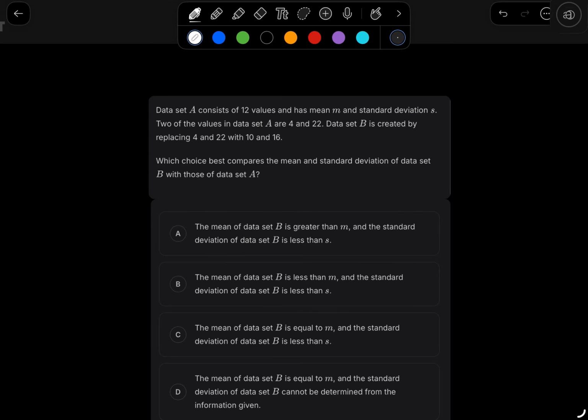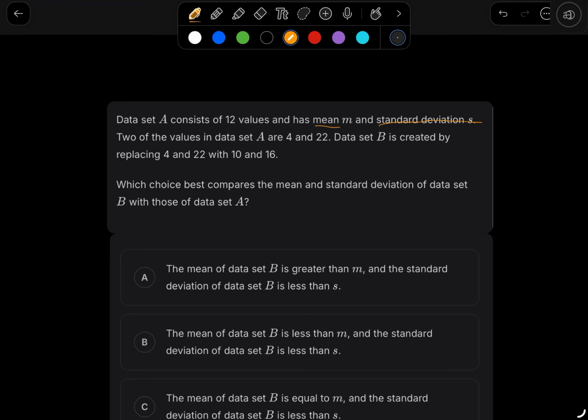Here we have two data sets. Set A consists of 12 values and has a mean of m and a standard deviation of s. Right away, we probably have to know what mean and standard deviation are. It tells us two of the values in the data set are 4 and 22. Those are the only values we know. Dataset B is created by replacing those two values with 10 and 16. So the only difference between A and B is that B contains 10 and 16 instead of 4 and 22. And now we have to compare the mean and standard deviation of the two sets.